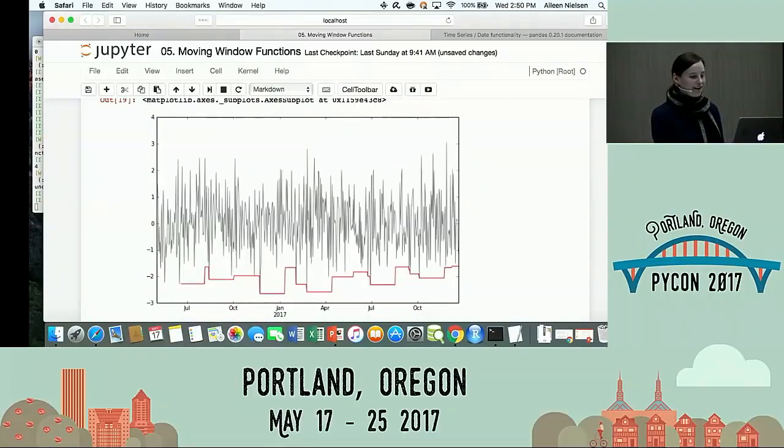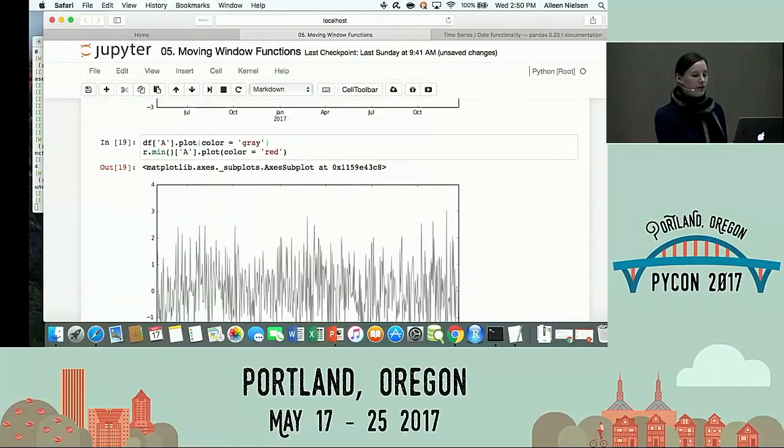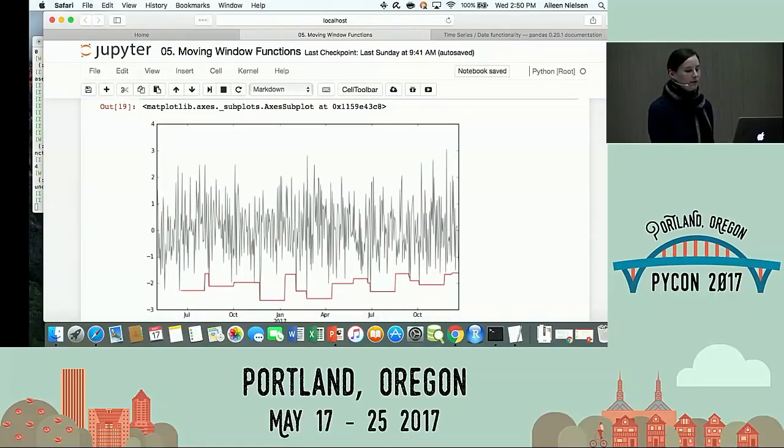And this is not really giving me a smooth function at all, right? So here I'm doing a rolling window and selecting the min in that window. So why does this look so awful, or does it?